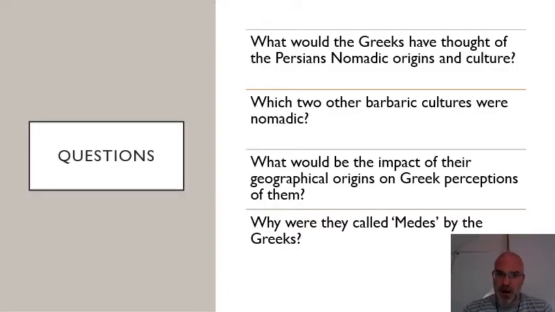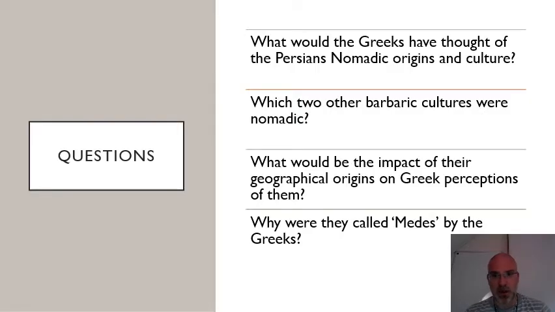So, having watched the video, a couple of questions to think about. What would the Greeks have thought of the Persians' nomadic origins and culture? Which two other barbaric cultures were nomadic? What would be the impact of their geographical origins on Greek perceptions of them? So the fact that they are in southwest Iran, how would that influence the Greek understanding of them?